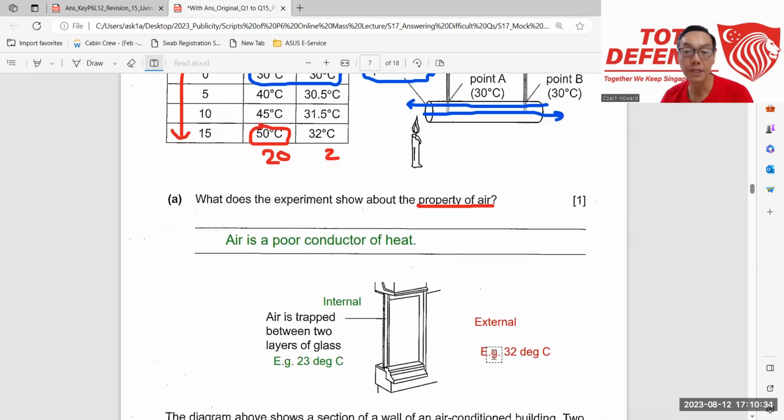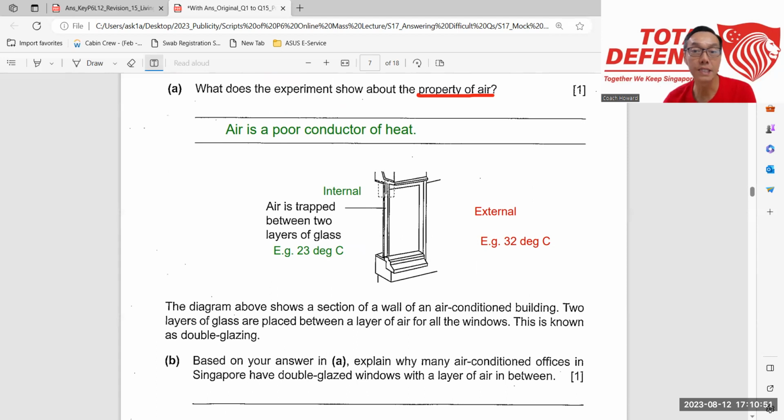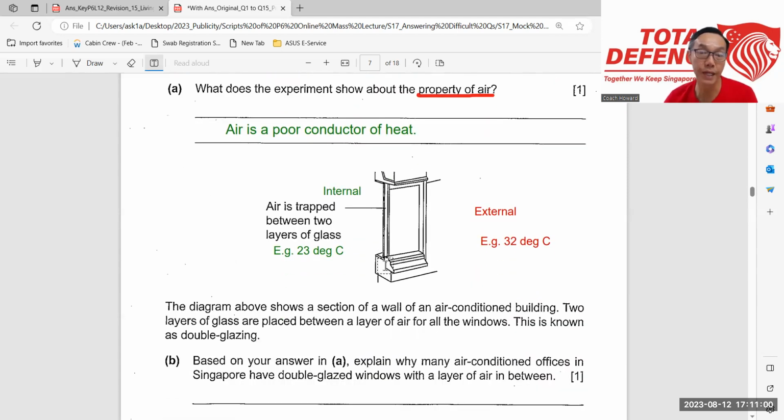Okay, application question. So I actually annotated here, external in Singapore is about 32, but recently the temperature soared to like 38 in certain afternoons. The interior, usually we set our air conditioning to about 24, 23. And then there's this layer of air trapped in between. So this question asks you, based on your answer in part A, this part, right? That means your answer for part B, you must have this word there, or this phrase, air is a poor conductor of heat. Okay? So you have to explain this part.